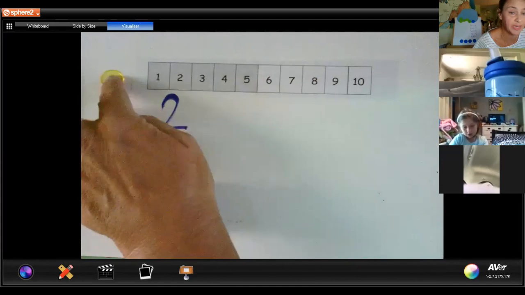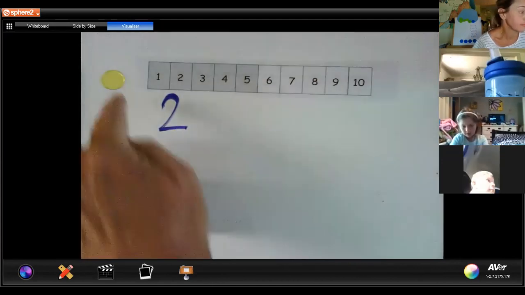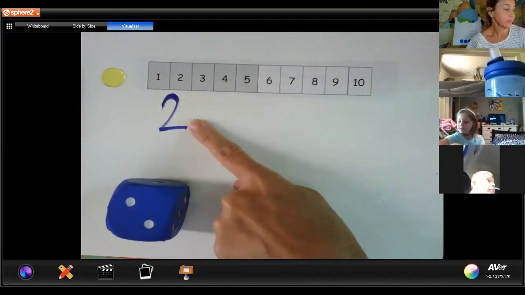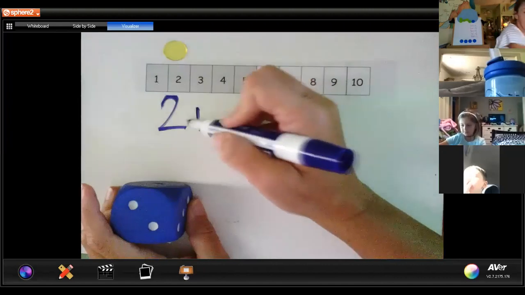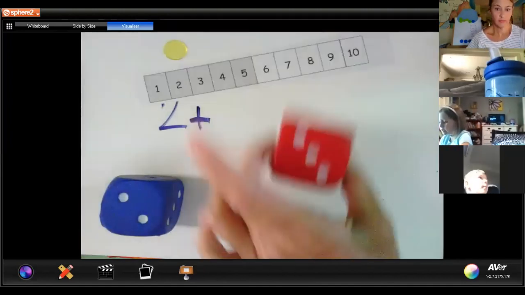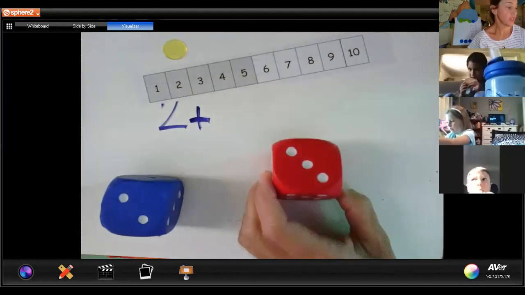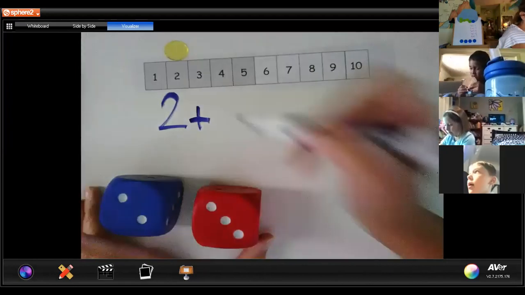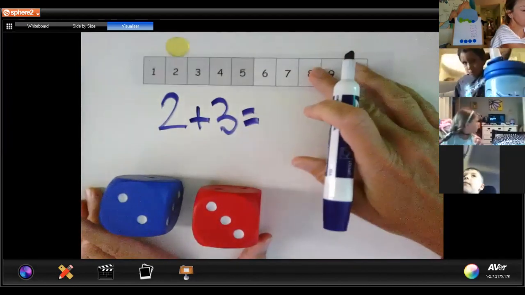So we're going to hop how many times? 1, 2. Now let's add how many hops? How many? 3. We're gonna hop 3 times. So write the number 3 and let's figure out what 2 plus 3 equals.